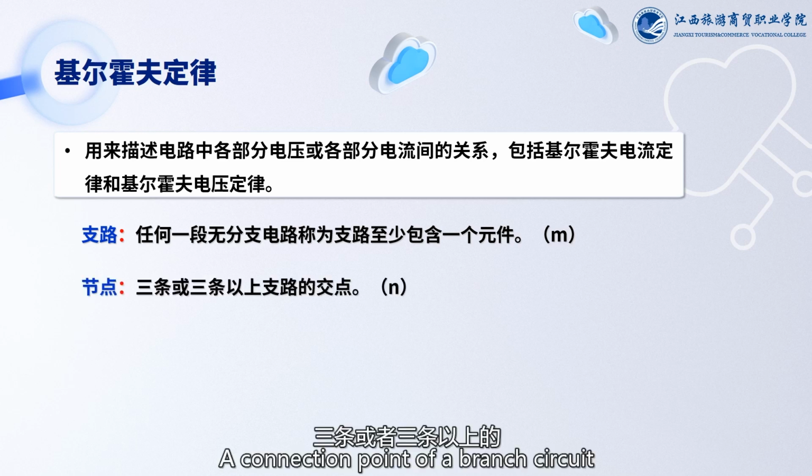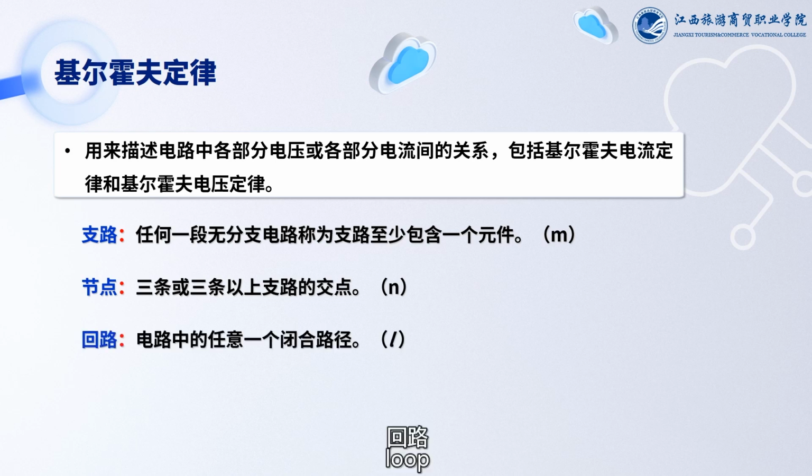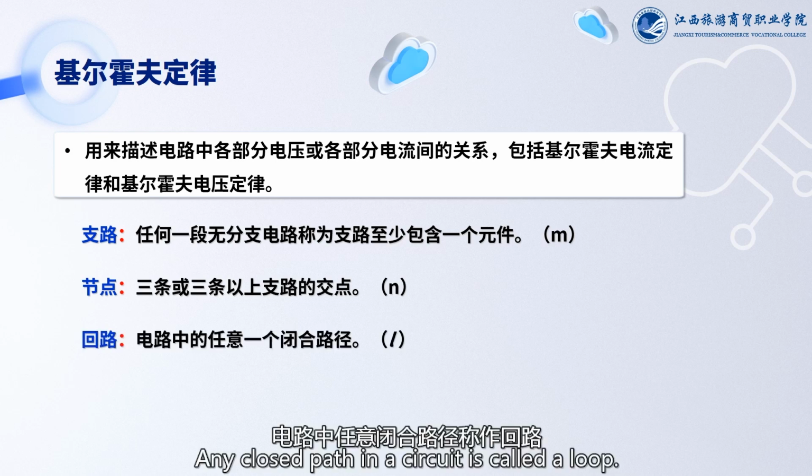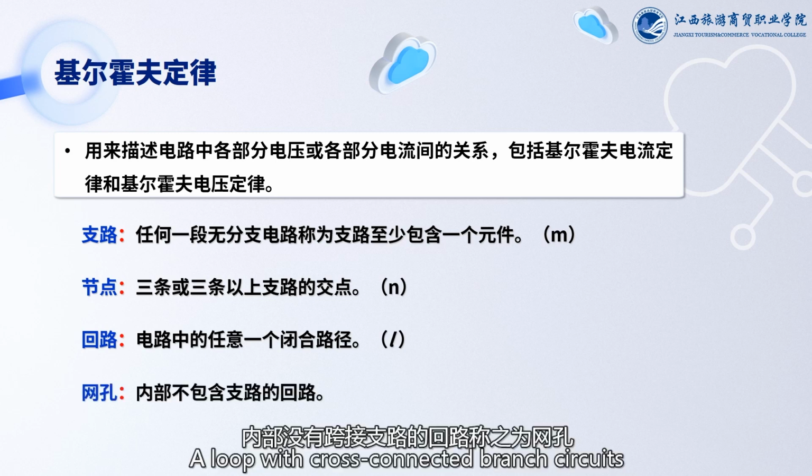Node: a connection point of a branch circuit with three or more branches is called a node. Loop: any closed path in a circuit is called a loop. Mesh: a loop with no cross-connected branch circuits inside is called a mesh.